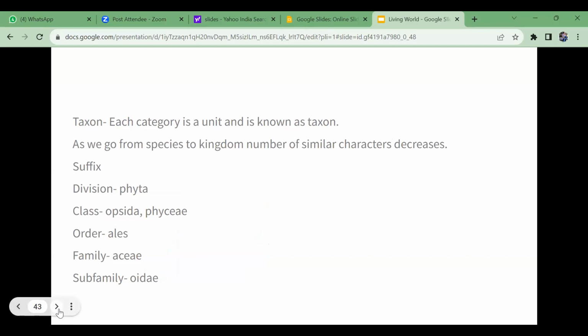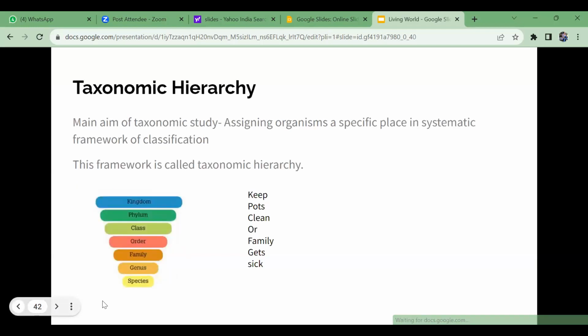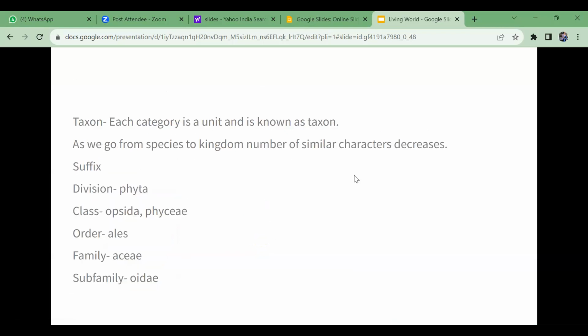Okay. As we go from species to kingdom, what is happening? As you go from species to kingdom, similar characters are decreasing. But when you are coming down, similar characters are increasing.